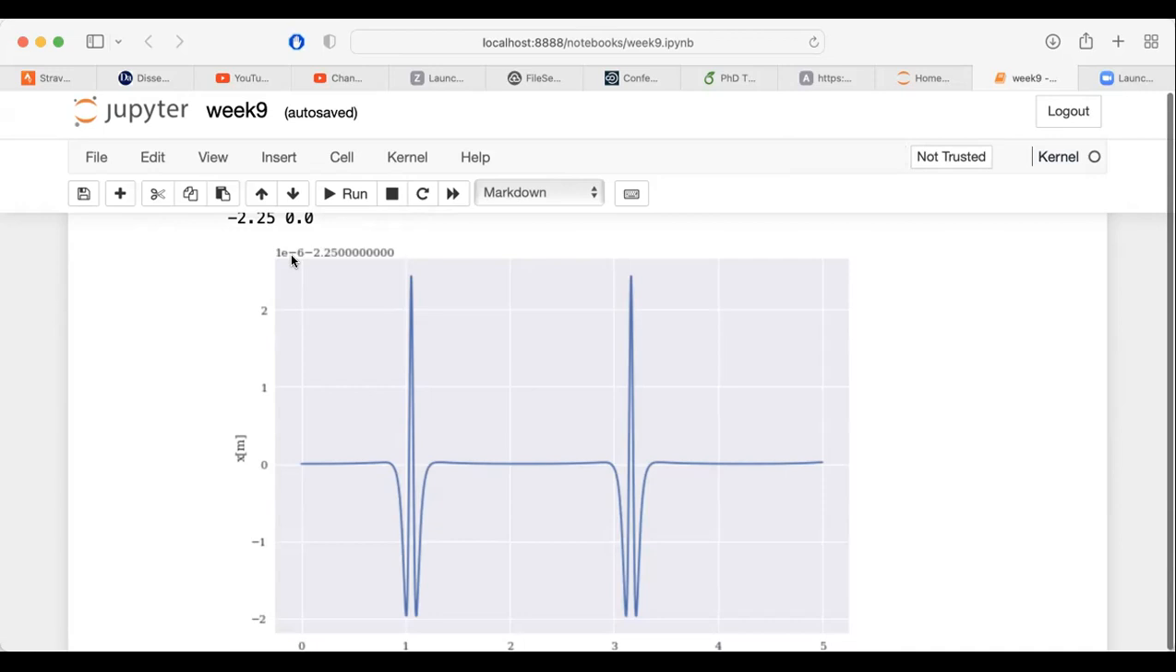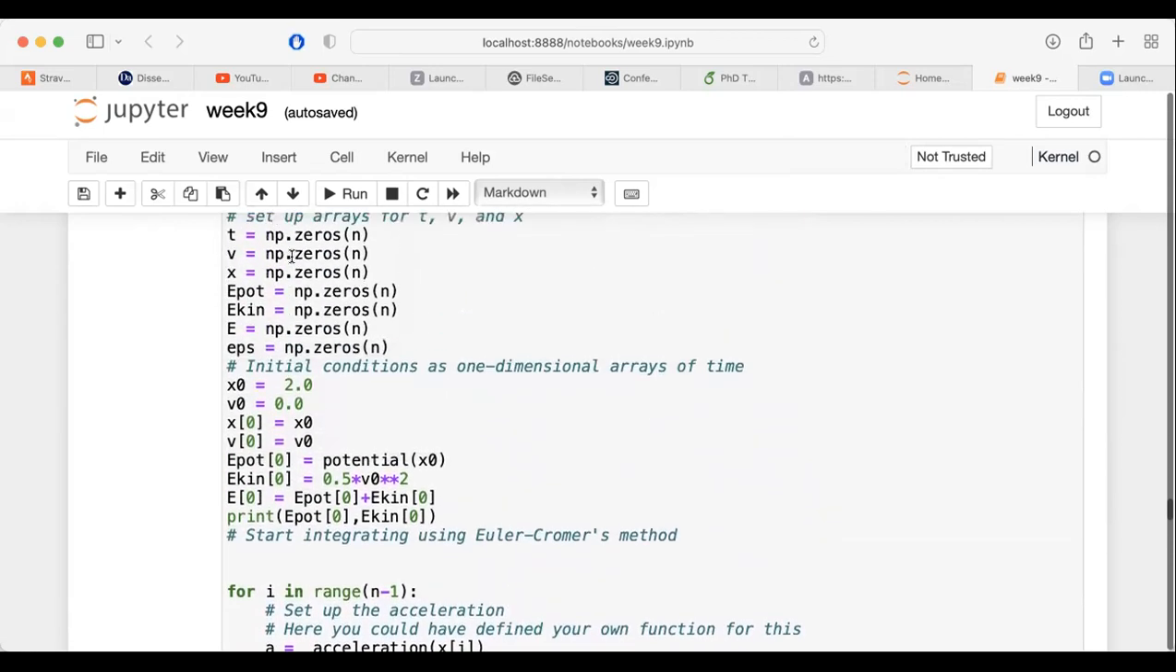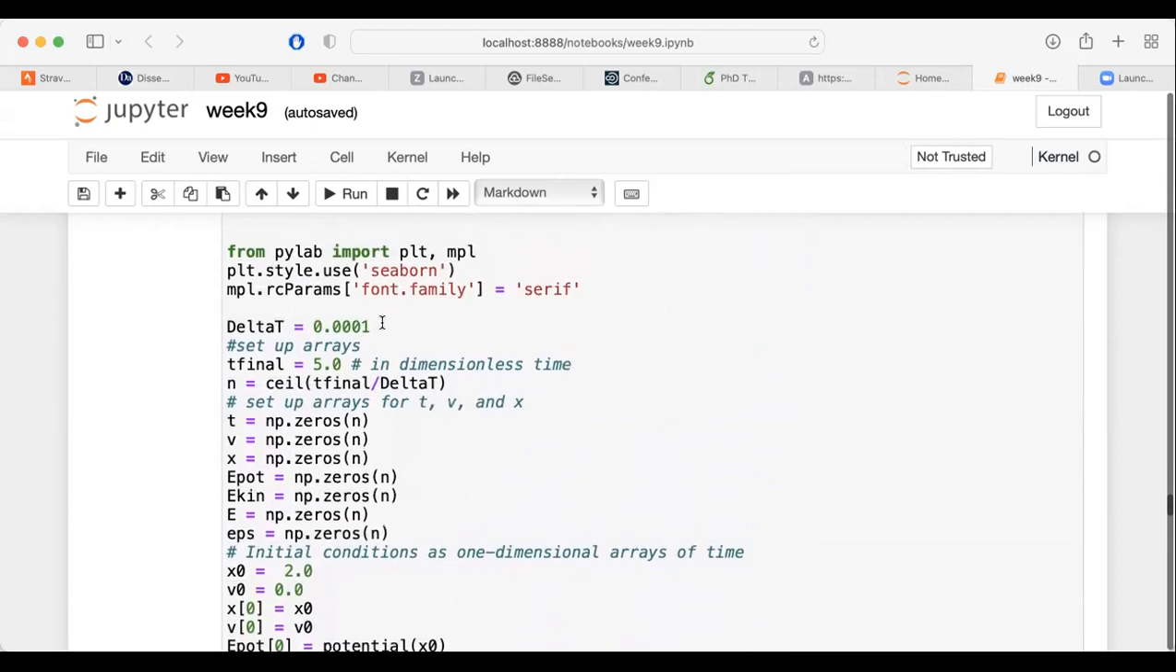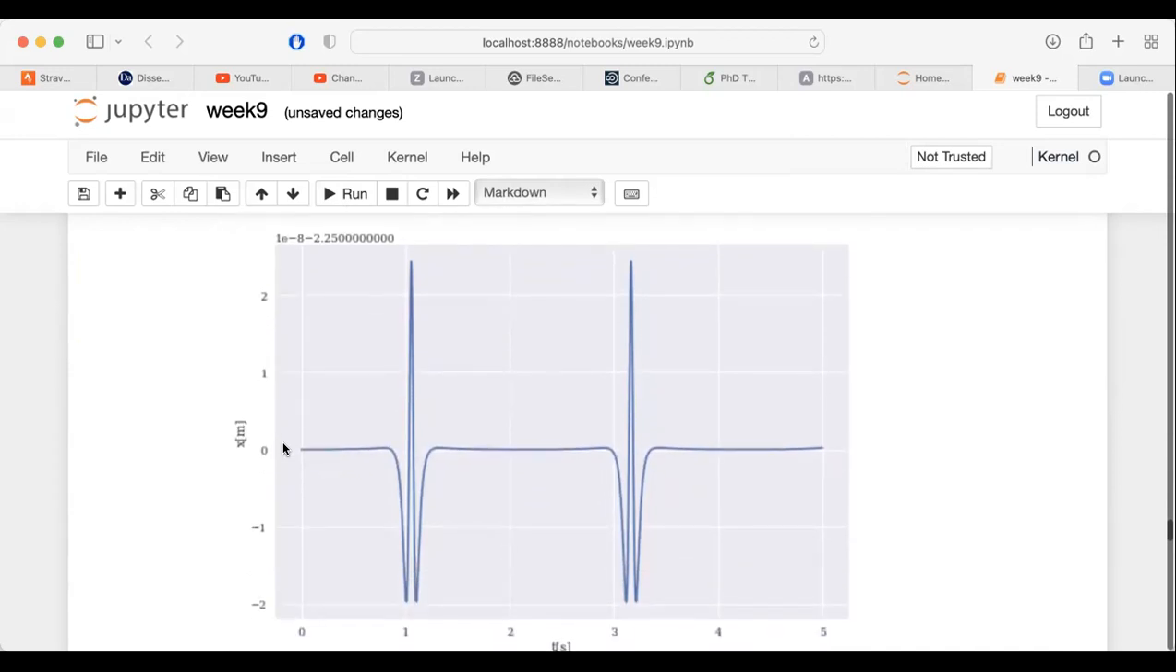If I make the delta t much smaller, if I decide to make it even smaller, you will see that the error becomes even smaller. And now you have 10 to the minus 8.